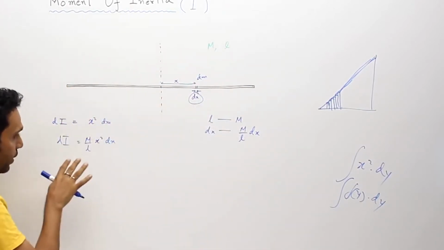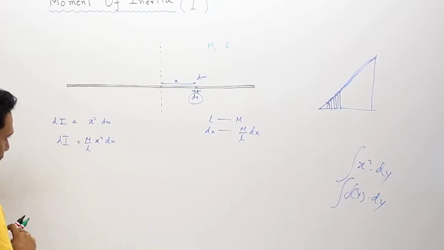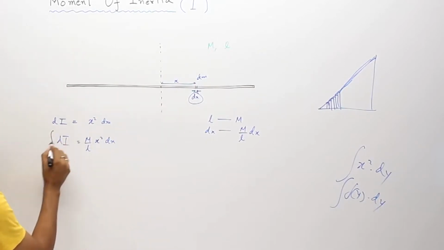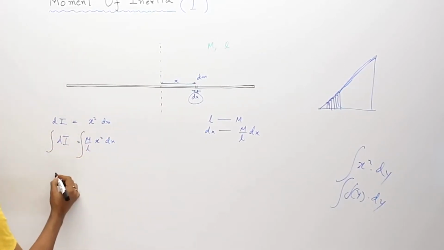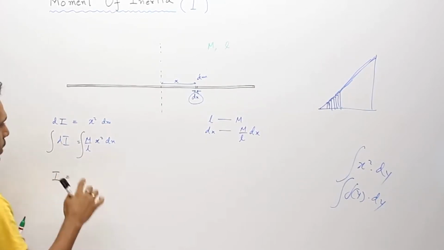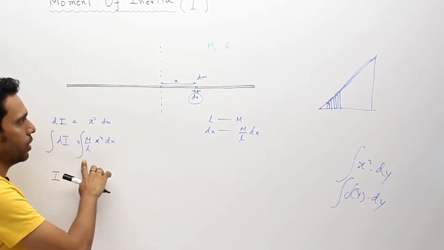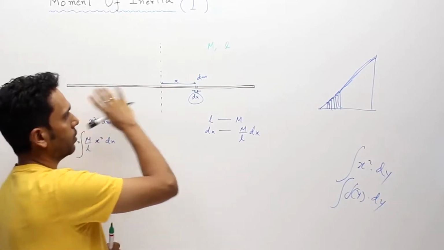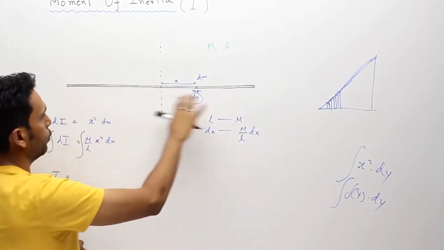Hence, we can safely integrate it. So once we integrate this on both sides, what we get here is the moment of inertia. Here we have to carefully choose our limits. Like if you have to do the integration of the whole of the rod, what's the moment of inertia of the whole of the rod?